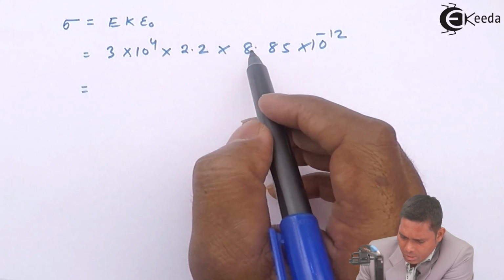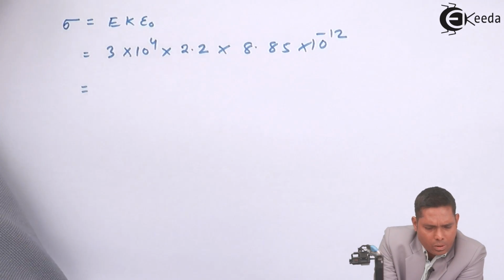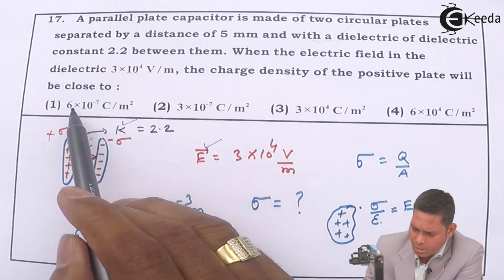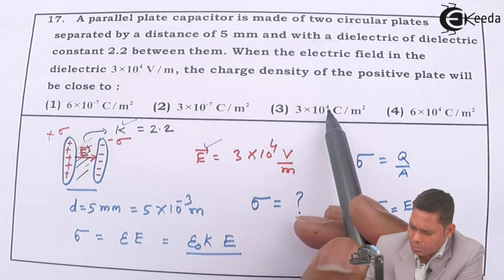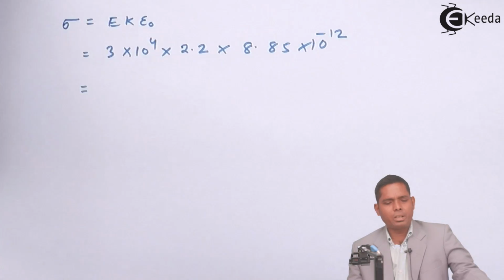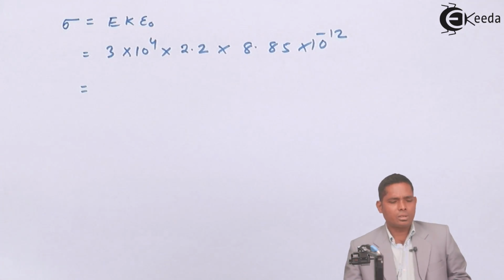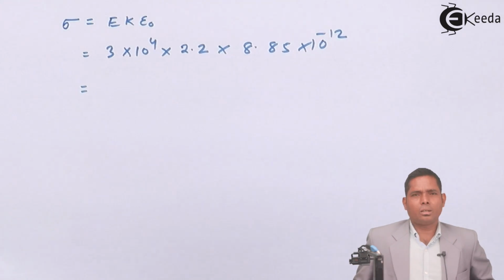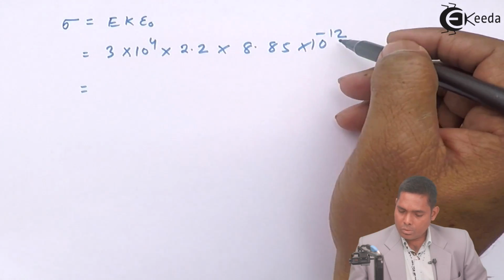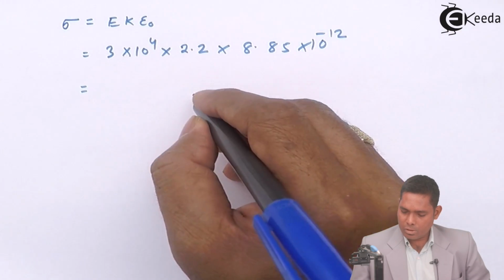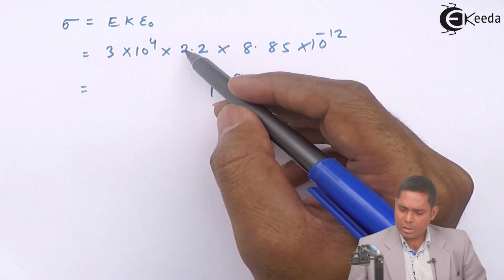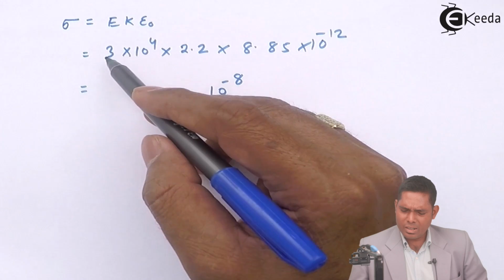If you look at the options, each is a single digit number like 6 or 3, times 10 to the power something. So first we look at the power of 10. We're not interested in exact calculations, because whatever number comes out, the options are distinct. This is 10 raised to minus 12 and this is 10 raised to 4, so it is 10 raised to minus 8. Those two are now gone. This is 2.2, this is 8.8, and this is 3.